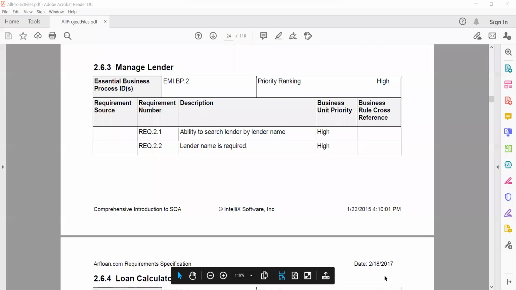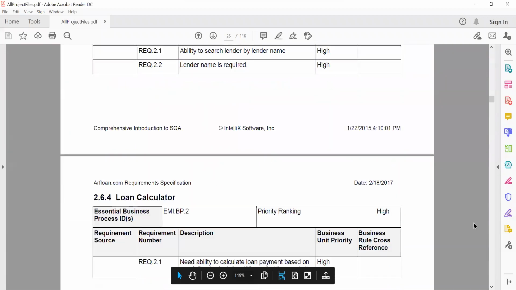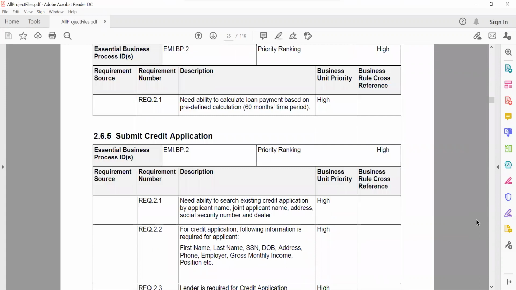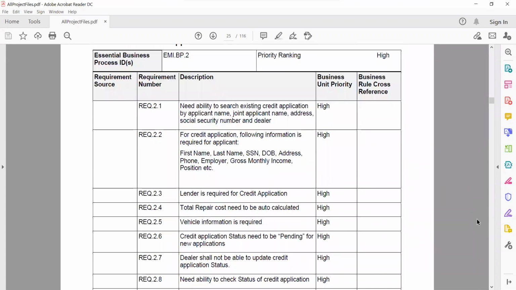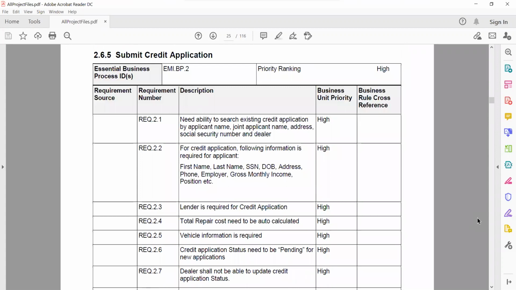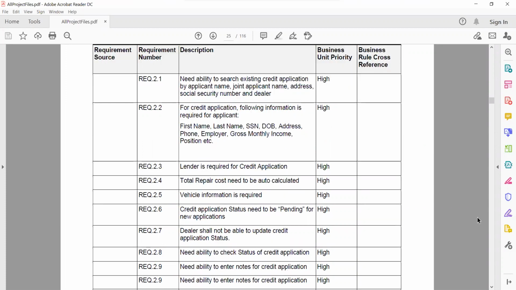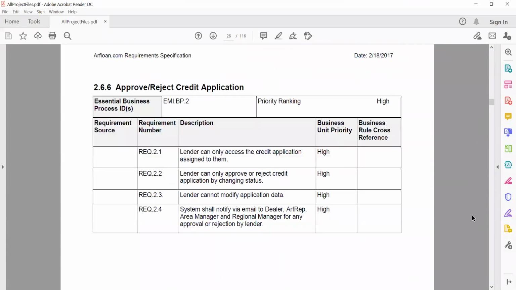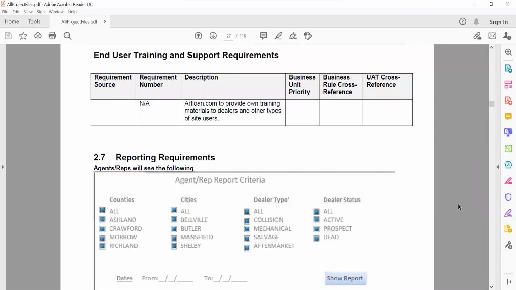Any questions for 2.6.3 or 2.6.4? Anything on 2.6.5? Let's go to 2.6.6. Let's move to section 2.7. So this is more around reporting requirements.